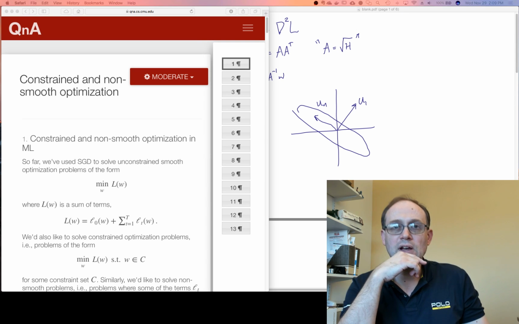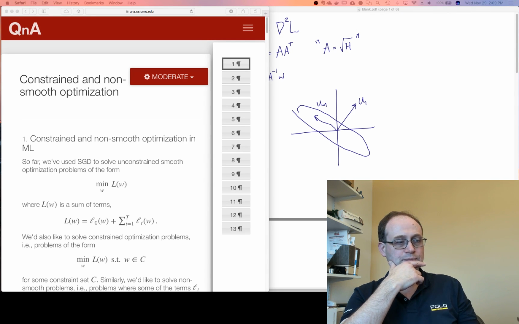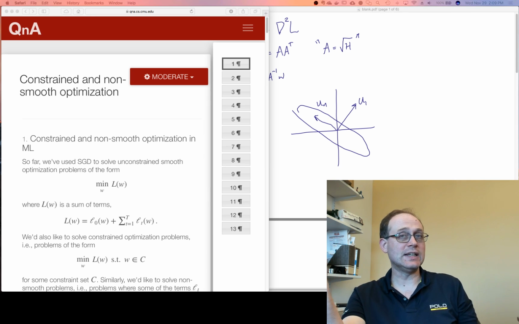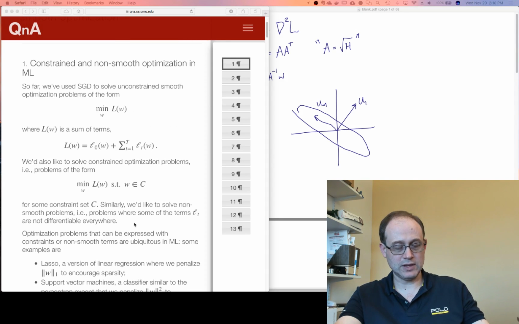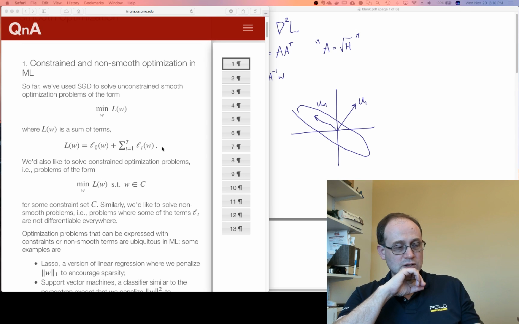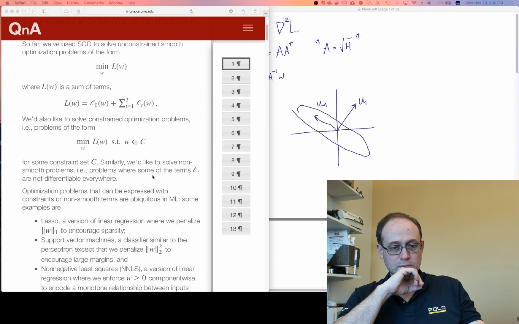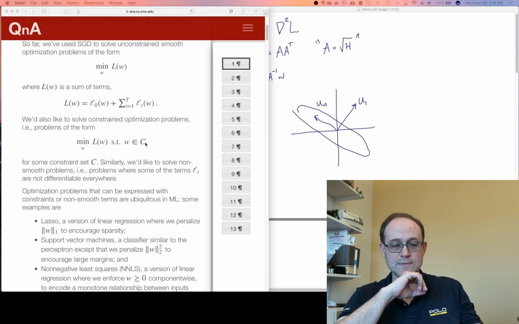All right, so let's look now at constrained optimization and a related topic, which is optimizing non-smooth functions. So far we've used SGD to solve unconstrained problems. They look like this one, where we have a sum of terms, L0 plus the sum of LT of W. And we'd also like to be able to solve problems that look like minimizing the same sort of loss function, but subject to the constraint that W has to lie in some set C.